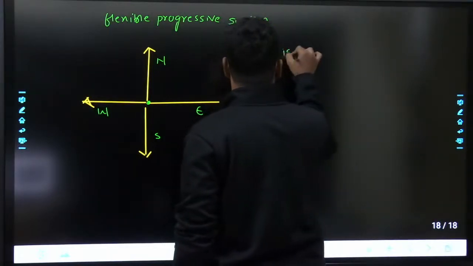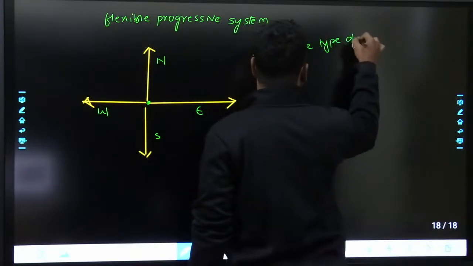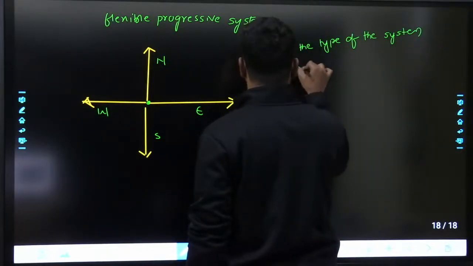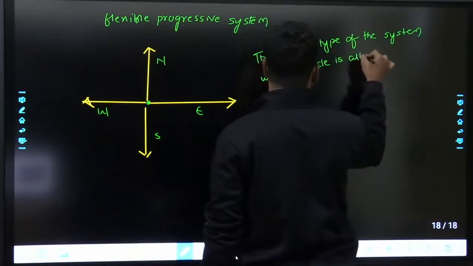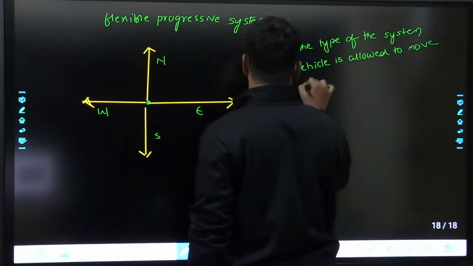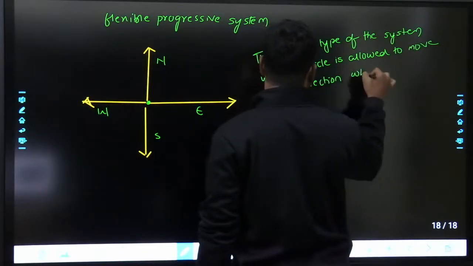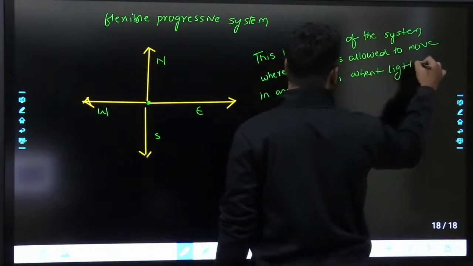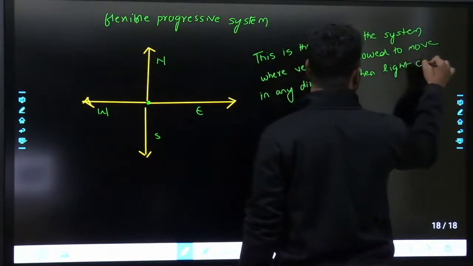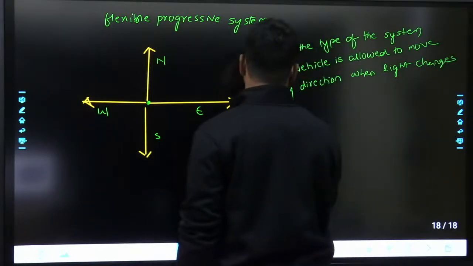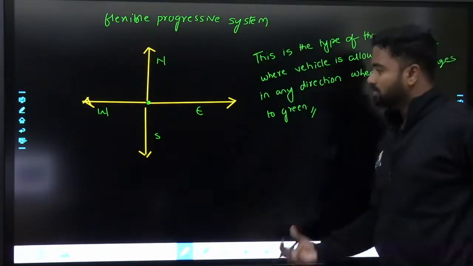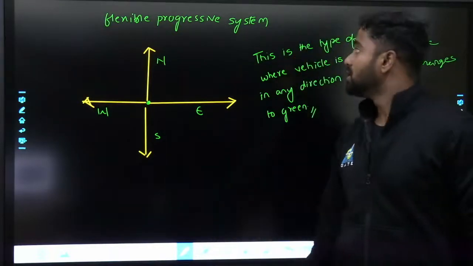This is the type of system where the vehicle is allowed to move in any direction when the light changes to green. Fine. So when the light changes to green, the vehicle can move in any direction. That type of system is called flexible progressive system.